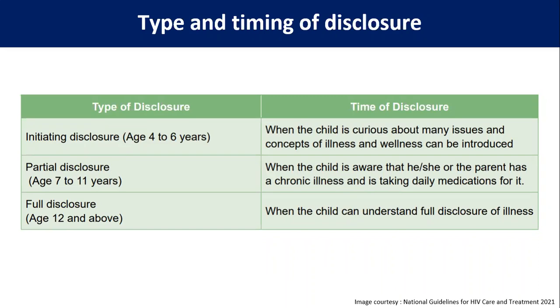Partial disclosure is the one where we can do between 7 to 11 years of age, where the child is a little bit mature, where the child is aware and the parent also has a chronic illness. So there we can do the partial disclosure. But full disclosure has to be done when the child is 12 years and above, where he has better understanding and understands the disease in a much better way. So there we can do the full disclosure. Next.